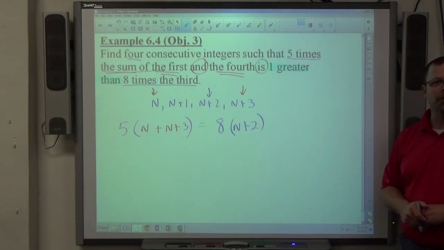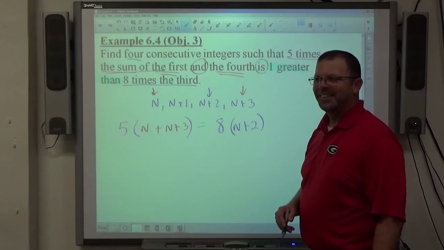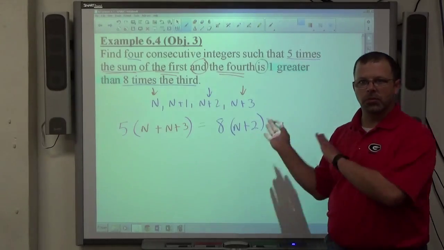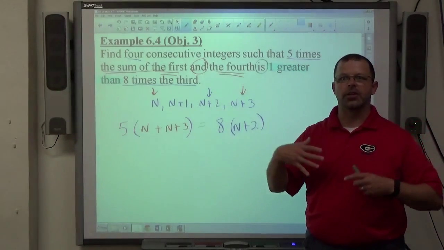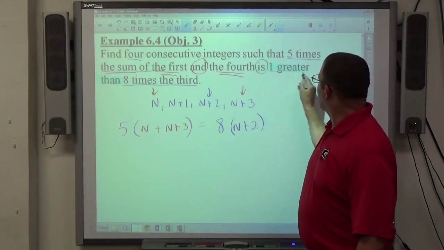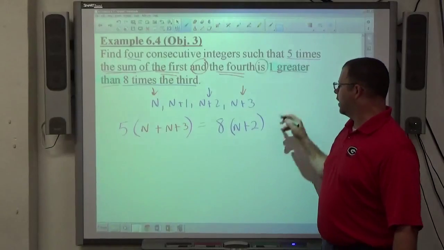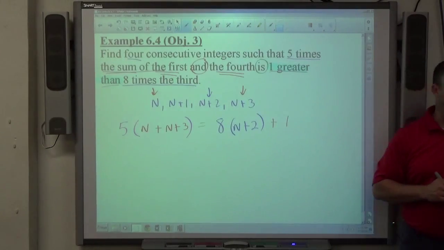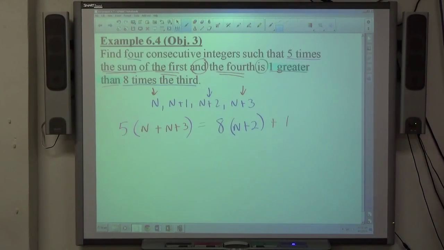Never use the second one. Haven't used the second one yet, have we? We will sometimes. You don't have to use all of them. They'll make some statement of fact about the list, but they don't have to use all the numbers in the list. And then finally, 1 greater than happens after the word is, so +1 goes on the right-hand side of the equation. So we create this nice equation.